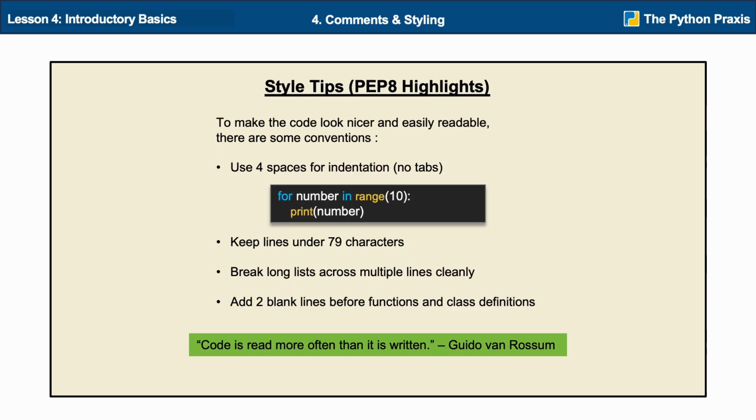Coding is communication, and style matters. To make the code look nicer and easily readable, there are some conventions. Here are a few of them. Use 4 spaces for indentation, no tabs. Keep lines under 79 characters. Break long lists across multiple lines cleanly. Add 2 blank lines before function and class definitions. Remember what Guido van Rossum, the creator of Python, said? Code is read more often than it is written.